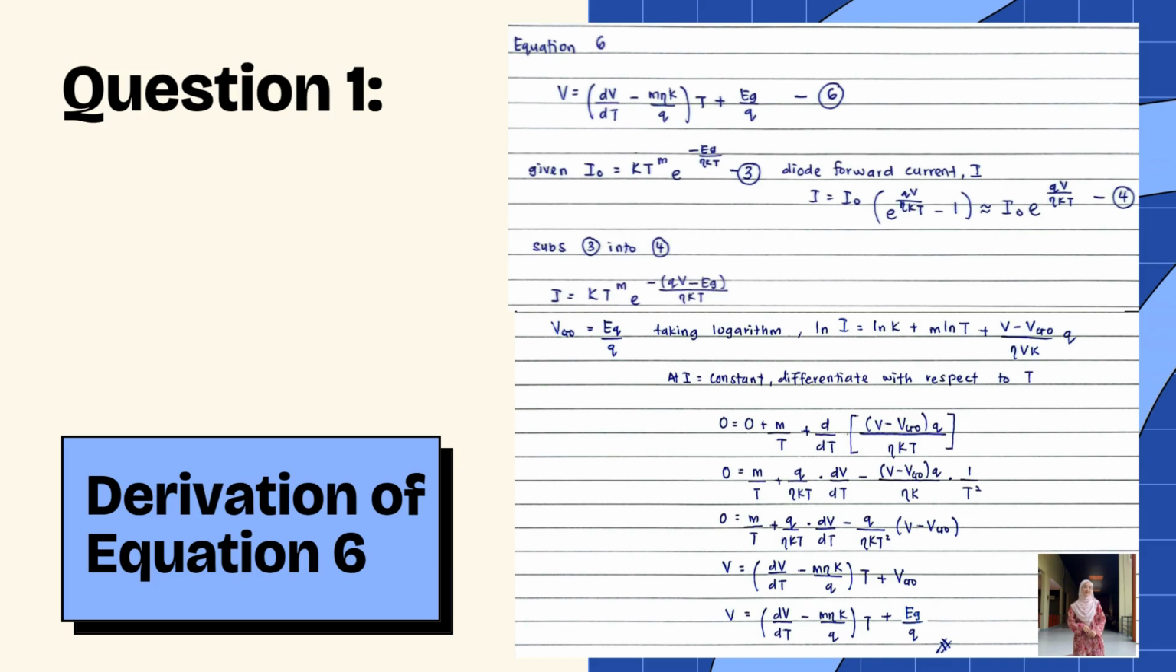Since we are analyzing at constant I, we differentiate both sides with respect to temperature T. This gives us an equation where the derivative of voltage with respect to T appears. We then solve this equation for V by rearranging terms carefully, isolating V on one side. Finally, we simplify the equation and recover equation 6 in the desired form. This derivation shows how voltage varies with temperature and helps us analyze diode temperature behavior.